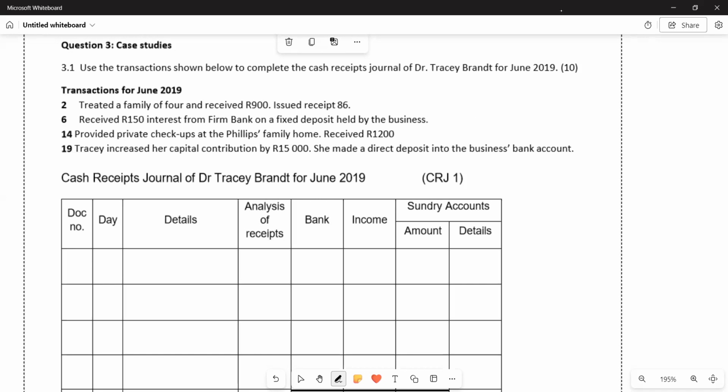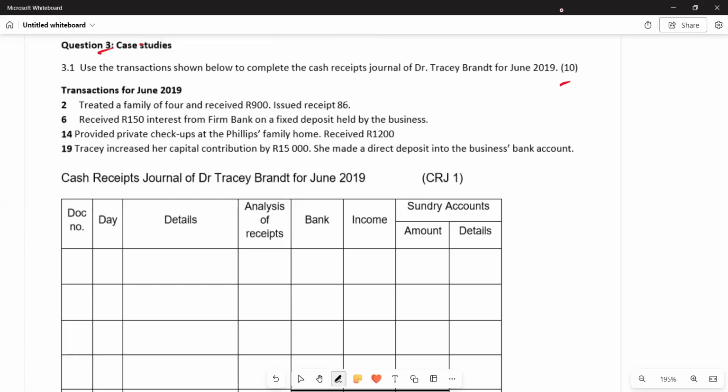This video, I want to look at the preparation of the cash receipts journal. So we're going to look at question 3, which is on case studies, and then we are going to answer the question that is specifically requiring us to prepare the cash receipts journal. If you go to 3.1, it says use the transaction shown below to complete the cash receipts journal of Dr. Tracy Brandit for June 2019.